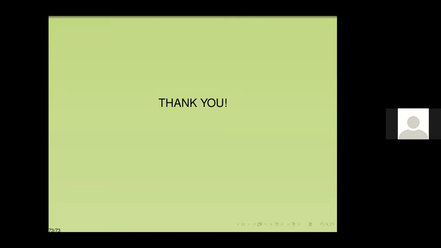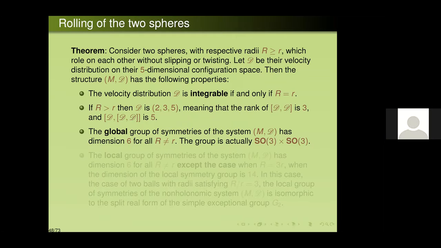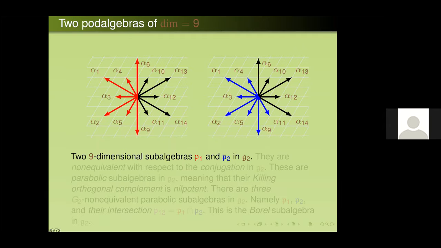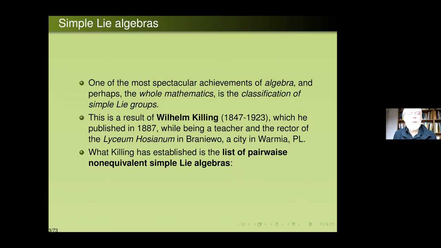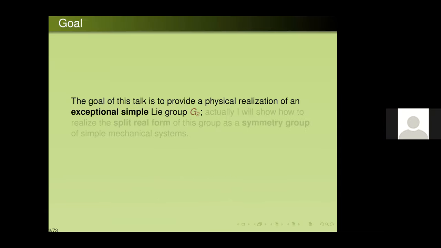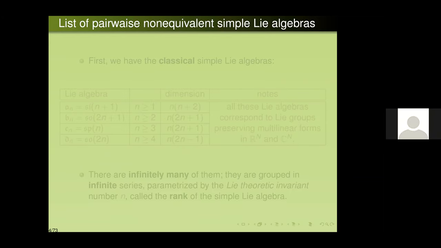Let's go to the very beginning of my talk. That's a good point, and I should have mentioned all of this, but I didn't for some particular reason. In the title of my talk is something called the split real form of the Lie group G2. What Killing did was classify simple algebras over the complex numbers, and in the classification over the complex numbers the situation is very simple.